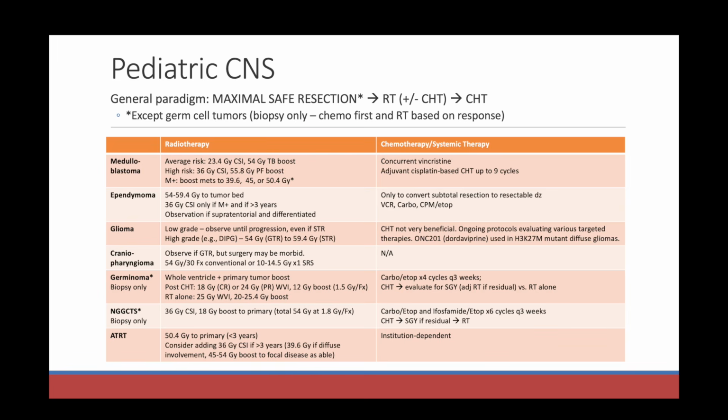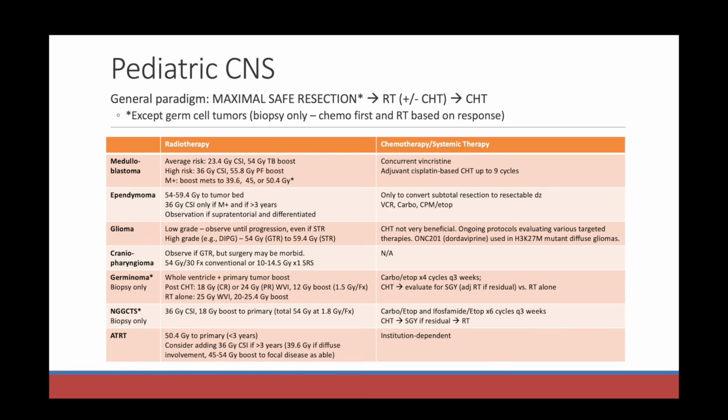Gliomas, if it's low-grade glioma, we actually observe until progression, even if they have subtotal resection. So if you get something like a pilocytic astrocytoma, you can just observe that even if there's gross residual until the patient progresses. If it's a high-grade glioma, it might be something like a diffuse intrinsic pontine glioma, which has a very, very poor prognosis, a median survival of about a year. And we try to treat that to 54 to 59.4 gray.